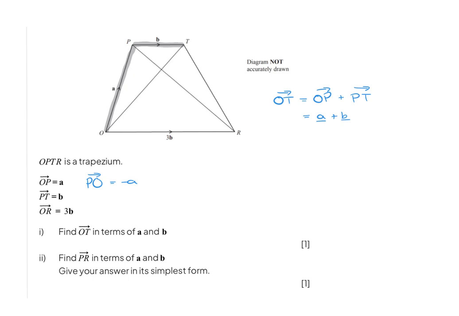Now we're asked to find the vector PR, again in terms of A and B. So what we want to have a look at is how we get from P to R using vectors that we already know. So I'm going to choose to go backwards down PO and along OR. So if I write this down, I've got PR is equal to PO plus OR. Now, because we're going negatively down that OP vector, the other way, PO, is going to be minus A, and then OR is going to be 3B.